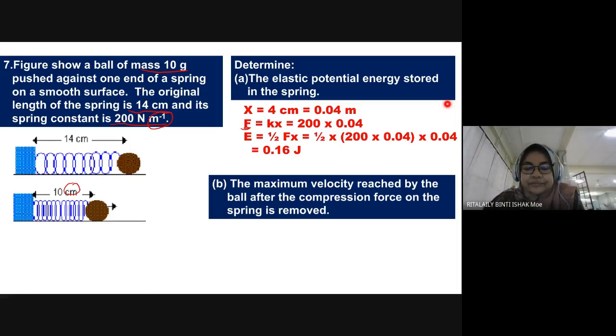Okay. So B, the maximum velocity reached by the ball after the compression force on the spring is removed. Okay, so in your form 3, in your lower form, you have learned that we have what we call as conservation of energy, the law of conservation of energy. So what does the conservation of energy state? Dia cakap apa? What does conservation of energy state?